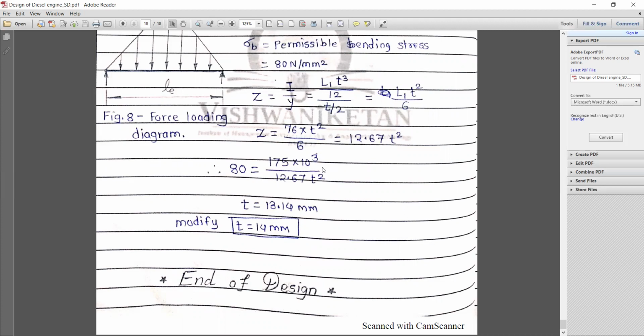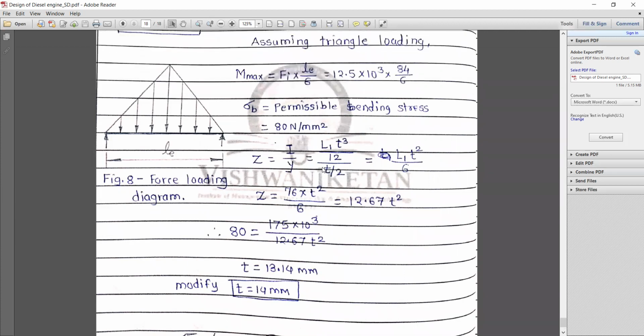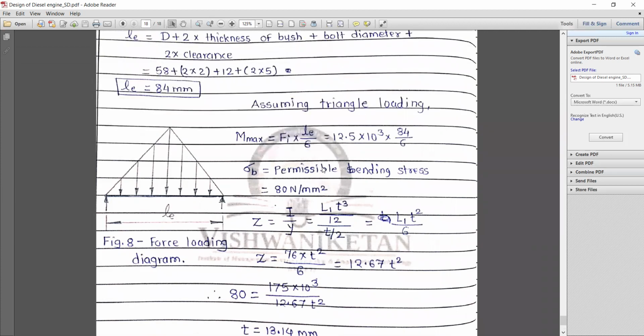Okay. So as per the criteria, as per the requirement, we have calculated all the dimensions which were set in the problem. So I hope you have understood the design process and design procedure.